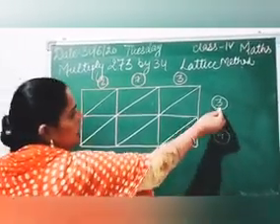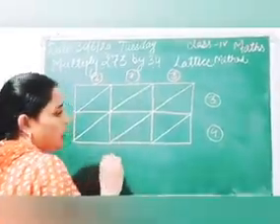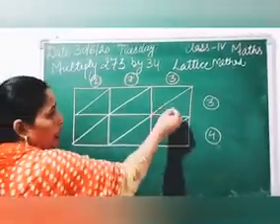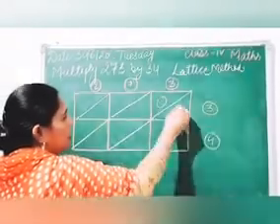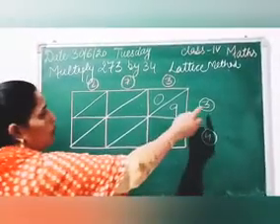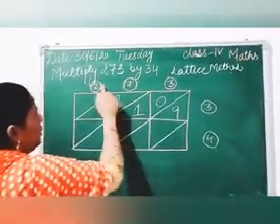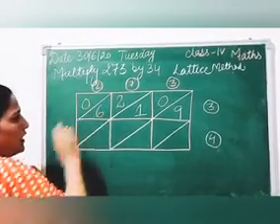See, firstly 3 will be multiplied with all these three numbers. 3 times 3 is 9. 9 is one digit, but here we have 2 boxes, so how will we write? Like this, we will write 09. Now 3 times 7 is 21. 3 times 2 is 6.